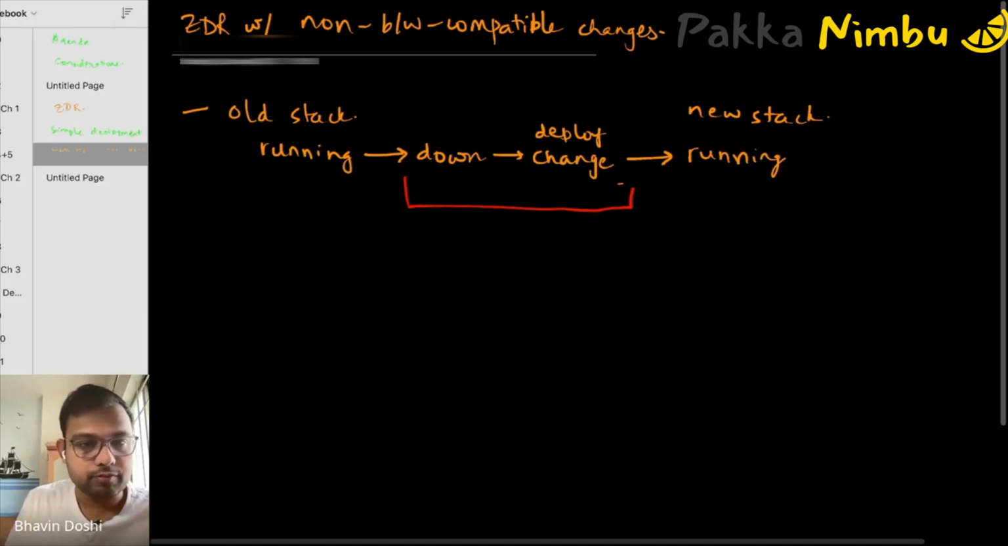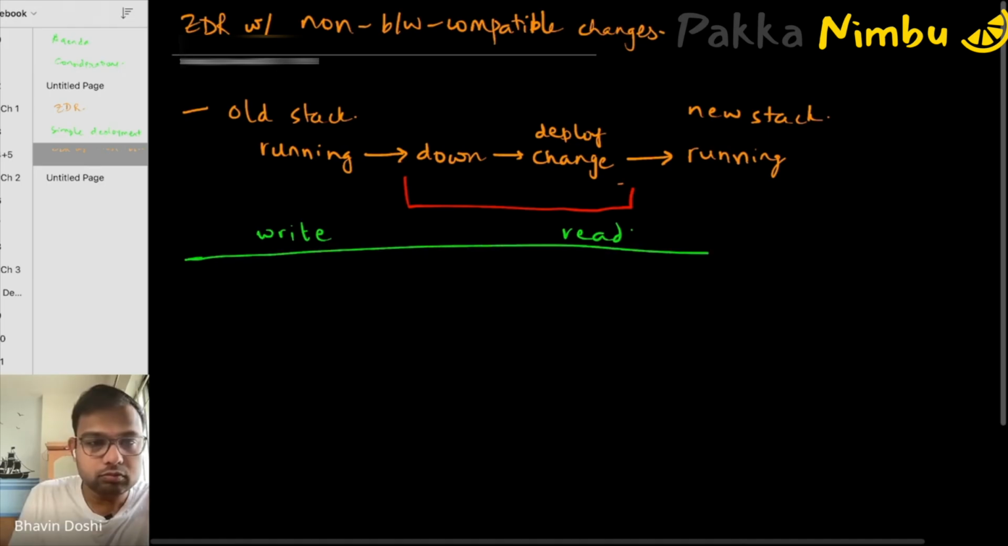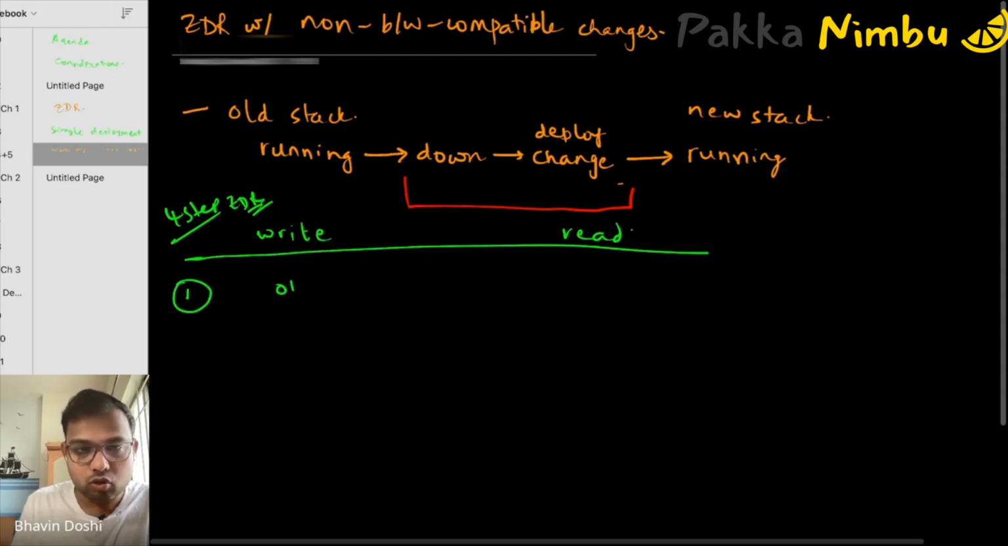There is a 4-step process. This is happening from the data perspective, right? So data के साथ आप क्या कर सकते हो? आप write कर सकते हो and read कर सकते हो. If I just consider what's happening with write and read, step 1, write is on the old system, read is also on the old system.